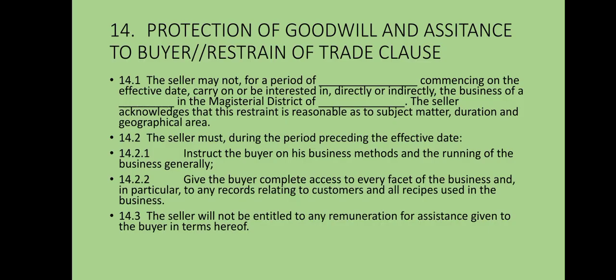The second clause that I think is important is protection of goodwill and assistance to the buyer, otherwise known as the restraint of trade clause. So it reads, the seller may not for a period of however many years you want, commencing on the effective date, carry on or be interested directly or indirectly in the business of a restaurant in the magisterial district of Randburg, for example. The seller acknowledges that the restraint is reasonable as to subject matter, duration, and geographical area.